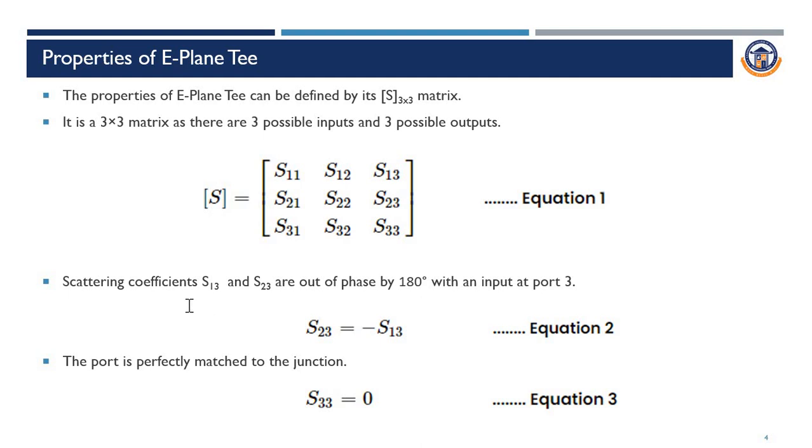The scattering coefficients S13 and S23 are out of phase by 180 degrees with an input at port 3. That means when applying input at port 3, the outputs at port 1 and port 2 are out of phase by 180 degrees. So S23 is equal to minus S13. This represents equation 2. The port is perfectly matched to the junction, so that means S33 is equal to 0.